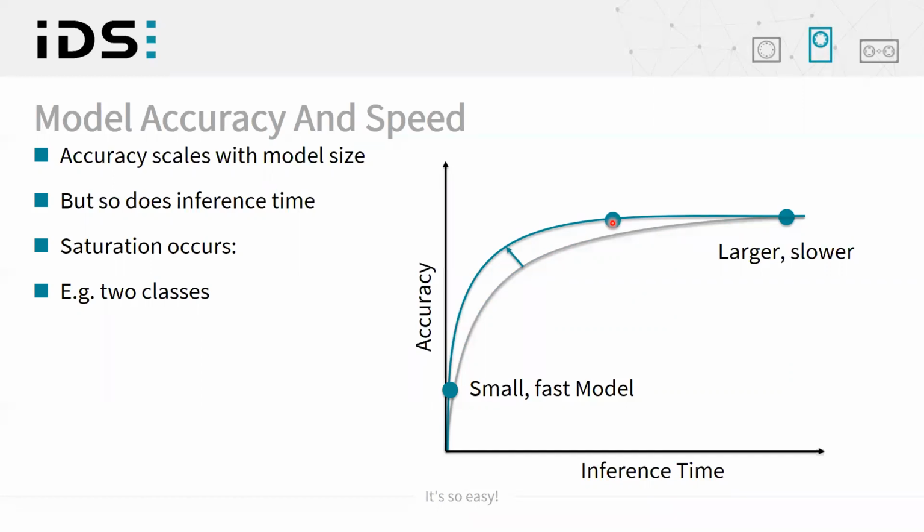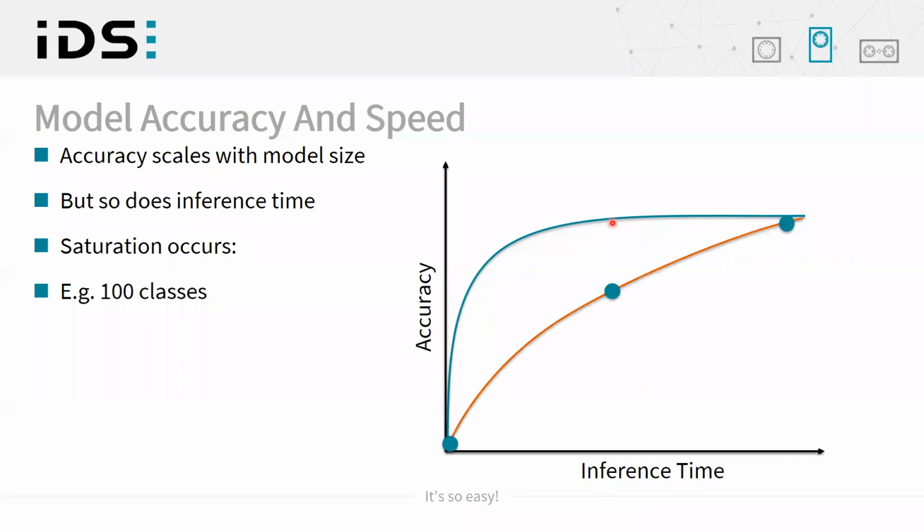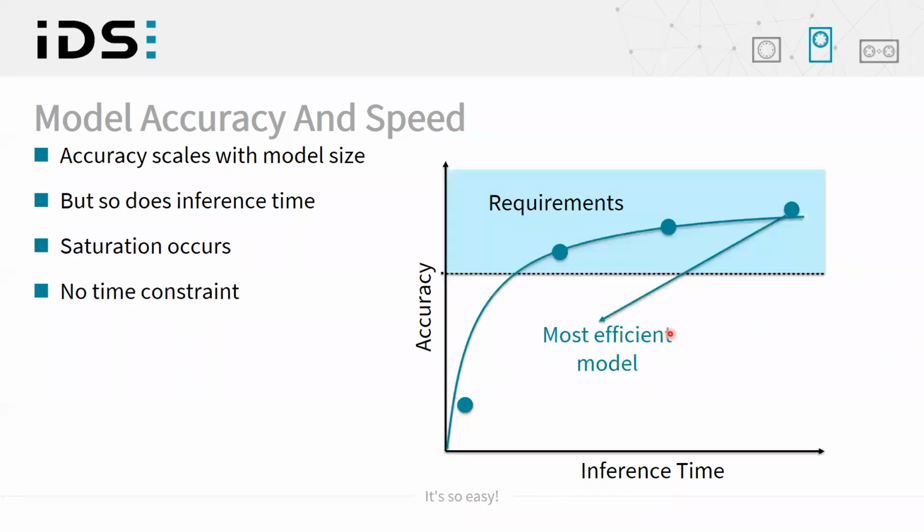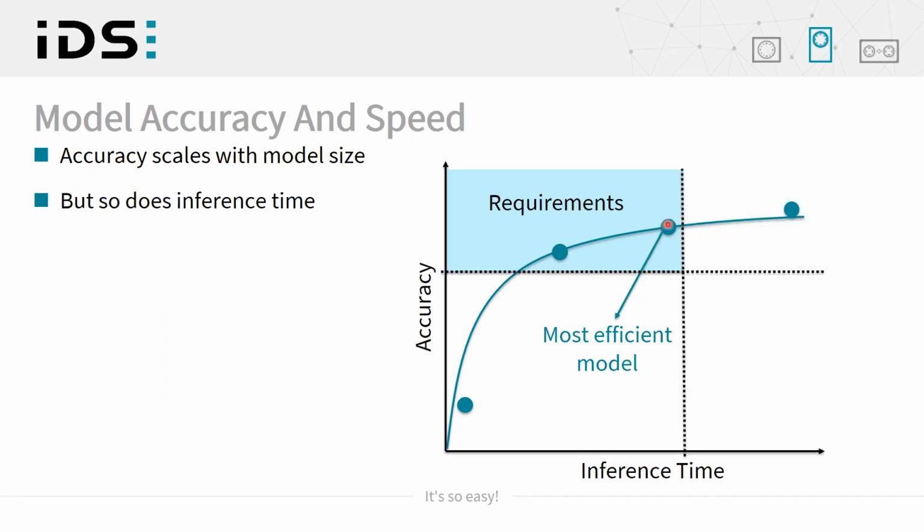Of course, while we add more and more error classes, for example, this curve might flatten out and the saturation will occur later. And here it makes, of course, much more sense to switch to a larger model. Now, in a scenario where you don't have any time constraints or requirements, well, it can't hurt to take the largest model. But I guess in most cases you have some sort of time constraint, and then you can just pick the model on the slider which meets this specification.